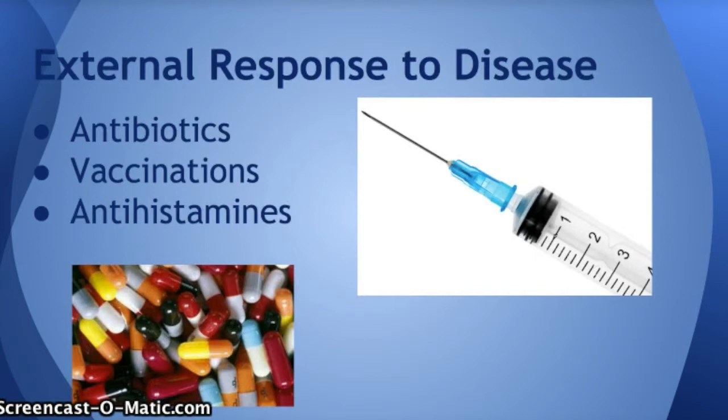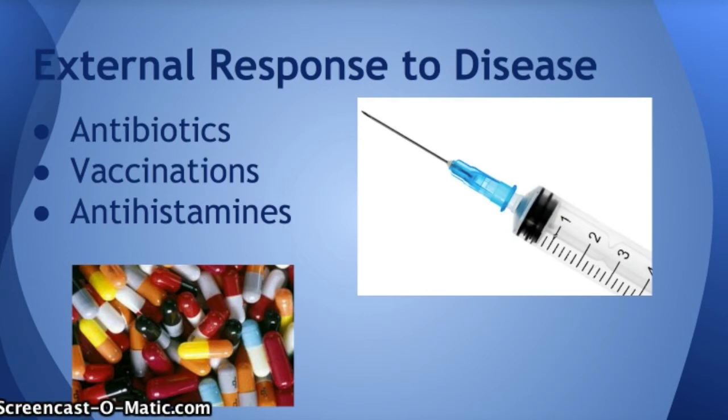There are ways that humans can respond to disease externally, such as through antibiotics, vaccinations, and antihistamines. Vaccines stimulate the production of antibodies, which helps provide immunity to a disease without making the patient sick. They are dead or inactivated diseases to prevent disease.